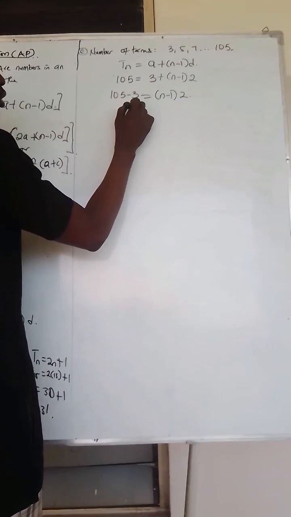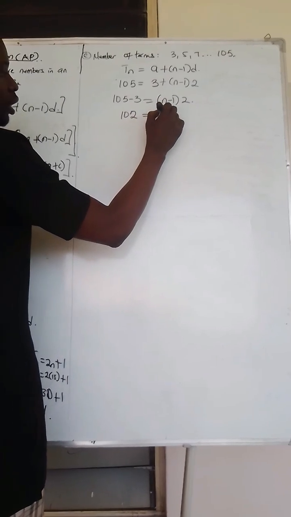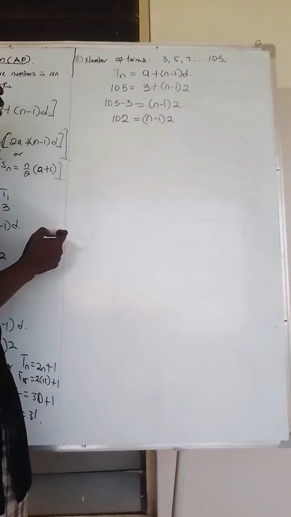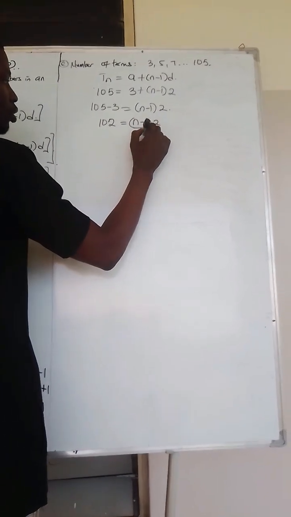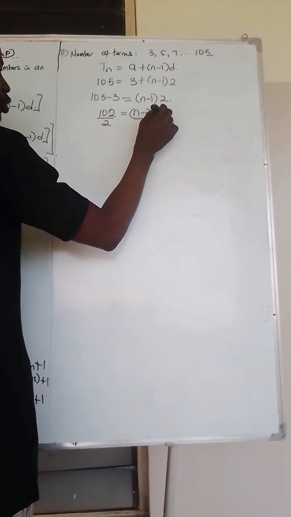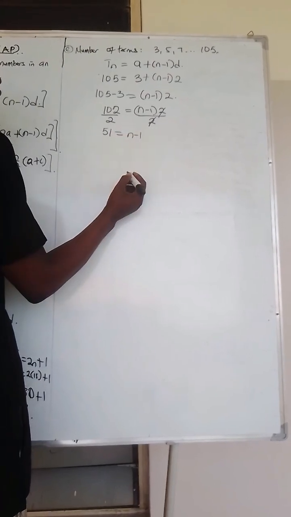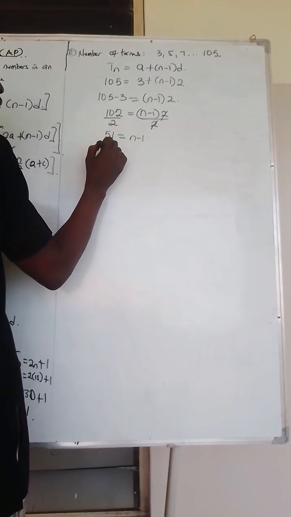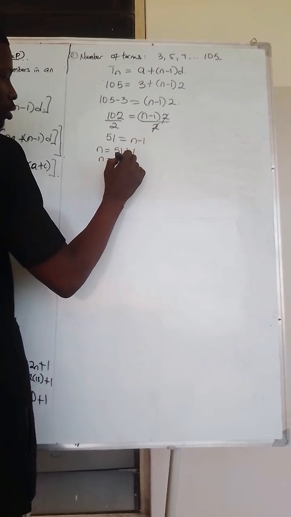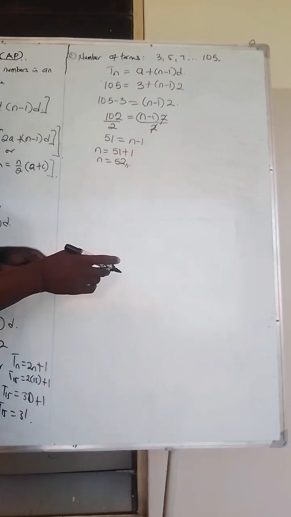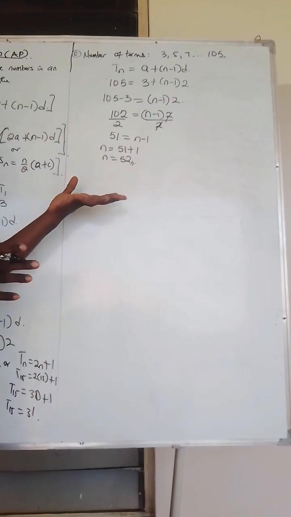This in turn will give us 102 equals n minus 1, in bracket 2. At this stage now we can divide all through by 2. This will give us 51 equals n minus 1. If 1 crosses over, our n will be equal to 51 plus 1. Our n is equal to what? 52. So therefore, there are 52 terms in that AP.